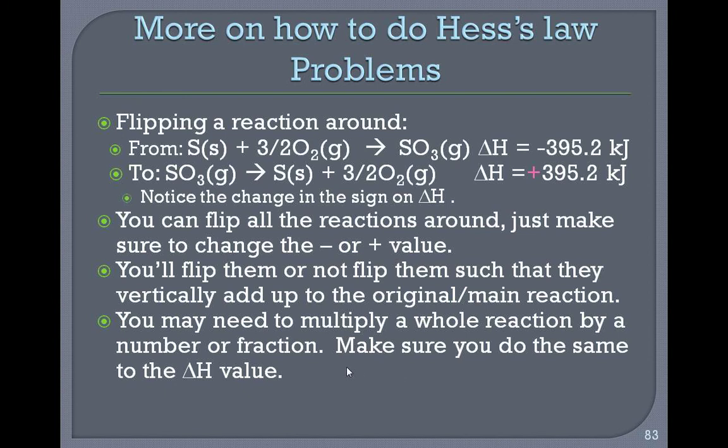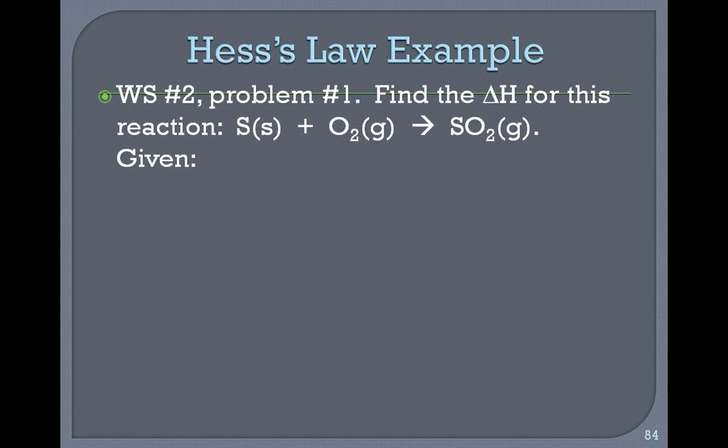And you may need to multiply a whole reaction by a number or a fraction. Make sure you do the same to the delta H value. So if in this reaction up here we had to multiply everything in there by 2, we would multiply the 395.2 by 2 also. And then you add up the modified delta H values.